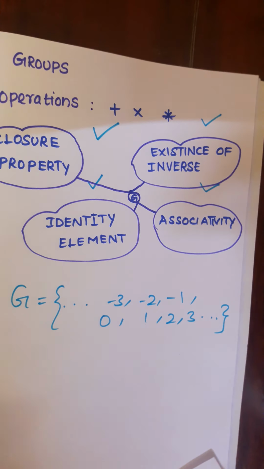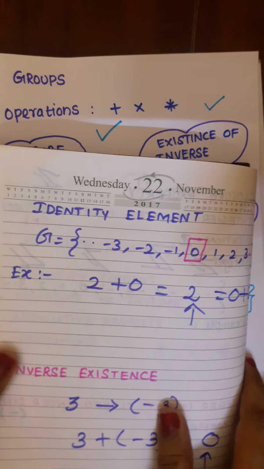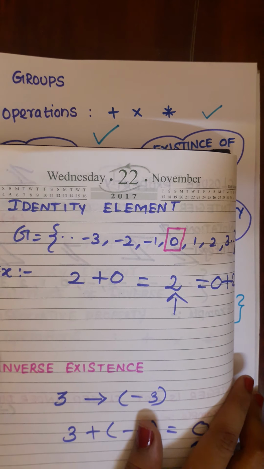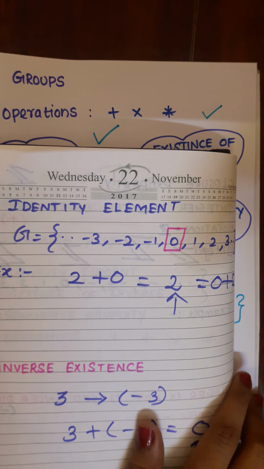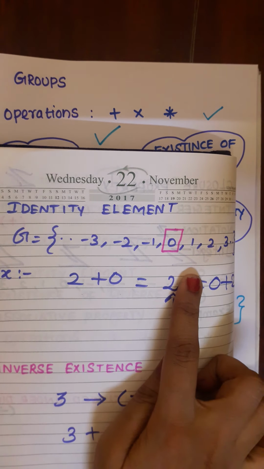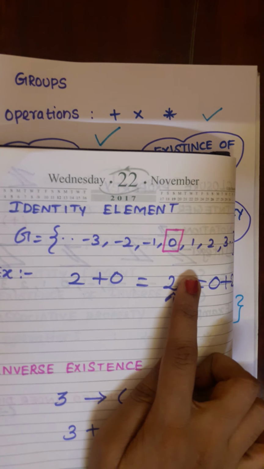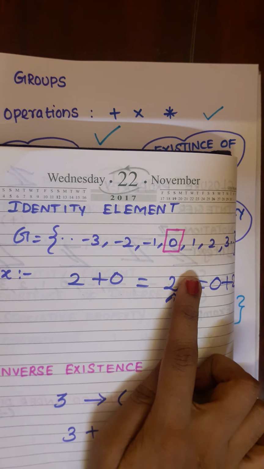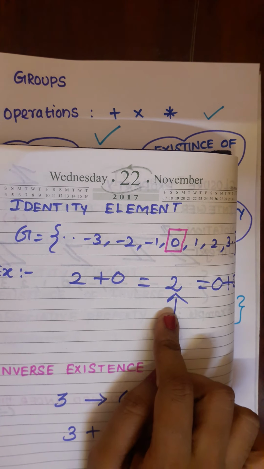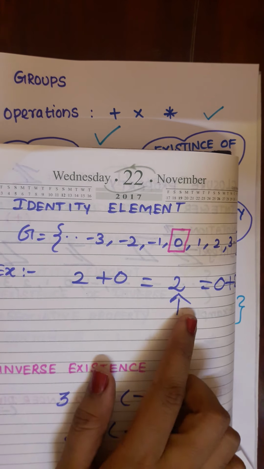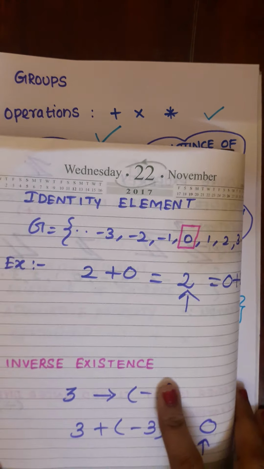The next property, identity element. 0 is the identity element for the addition operation. I'm taking the same set again. Identity element: if you add any other integer with the identity element, the result will not change. It cannot create any changes to the answer. So 2 plus 0 is going to be 2, obviously.